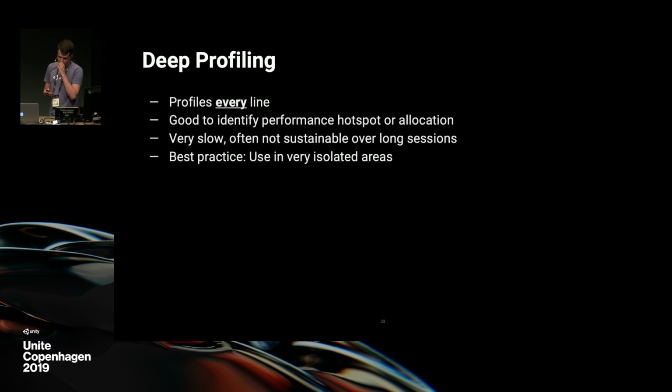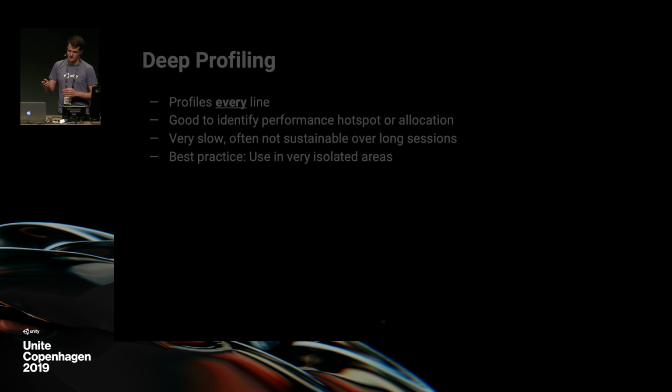And what deep profiling does is to profile every line of code, making it pretty useful to find those hard-to-find allocations. As you can imagine, due to the sheer volume of data that it needs to collect, deep profiling is often really slow. So we only recommend using it in isolated areas, for example, when you're trying to analyze performance spikes. And if deep profiling is too slow, you have another alternative, which is using custom profiler markers.